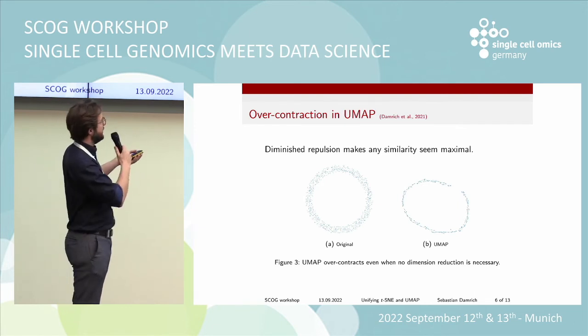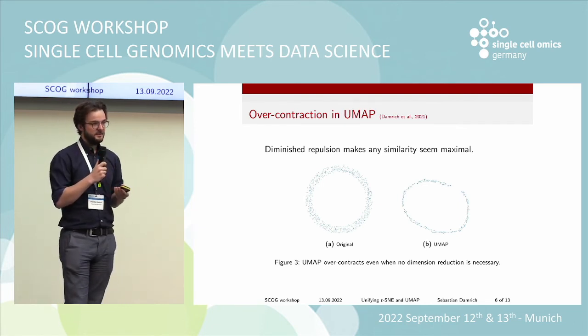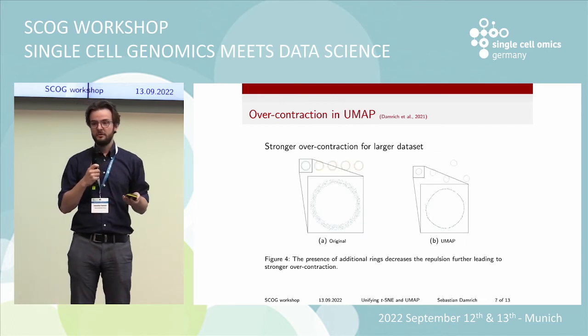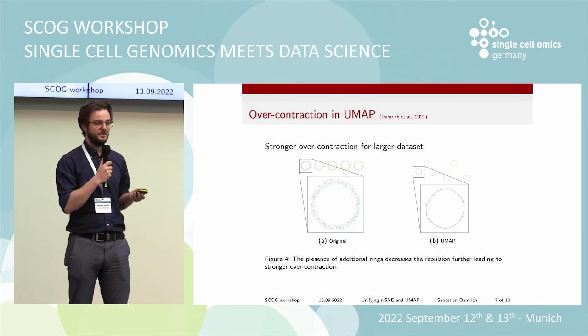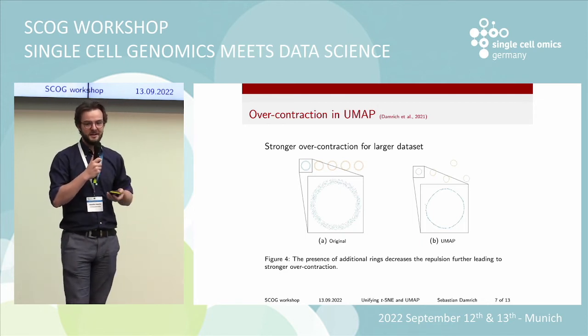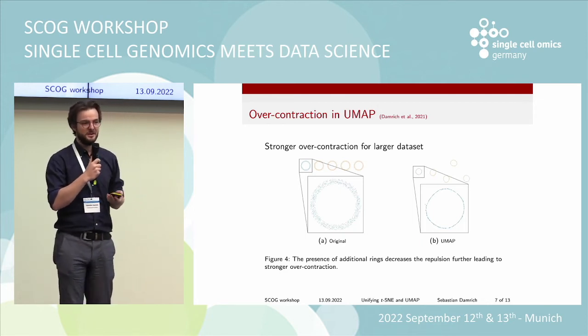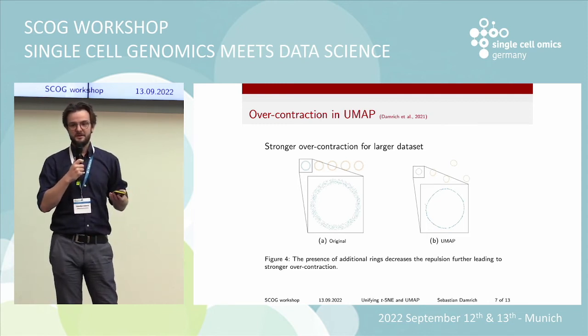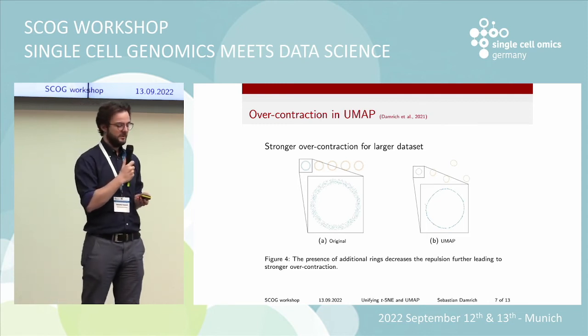And also the ring width is reduced. And what's important from a practical side is that this phenomenon gets stronger for larger data sets. So now we have 5 times the same ring, again in 2D, and then embedded into 2D with UMAP. And we see now a perfect circle as a result. So stronger overcontraction than for the single ring.